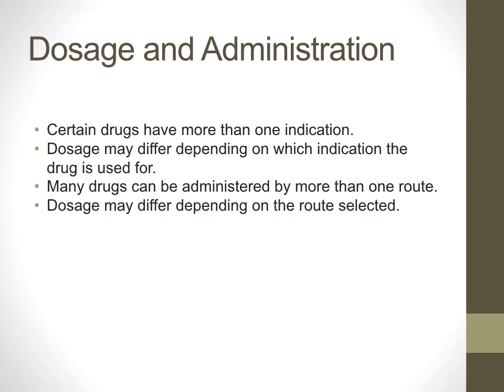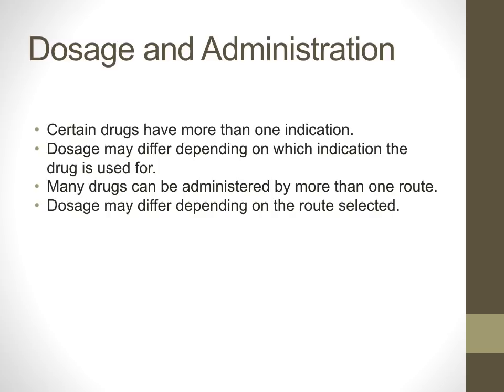Many medications can be administered by more than one route. Kayexalate, for example, is given to patients with high potassium levels. Well, Kayexalate can be given orally, or it could be given rectally through an enema. You need to make sure that the order tells you which route to give the medication. And the dosage may differ depending on the route selected.